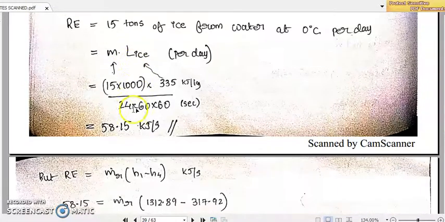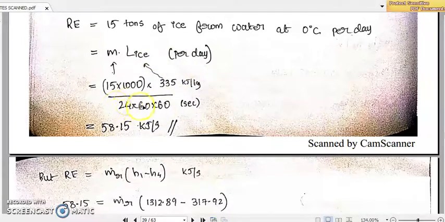Okay, so the latent heat of ice is already given as 335 kilojoules per kilogram. What is the mass of the ice getting formed? It is 15 tons. 1 ton means 1000 kilograms. So 15 times 1000, this will be in kilograms, multiplied by 335 kilojoules per kilogram. Okay, and all this is happening per day.